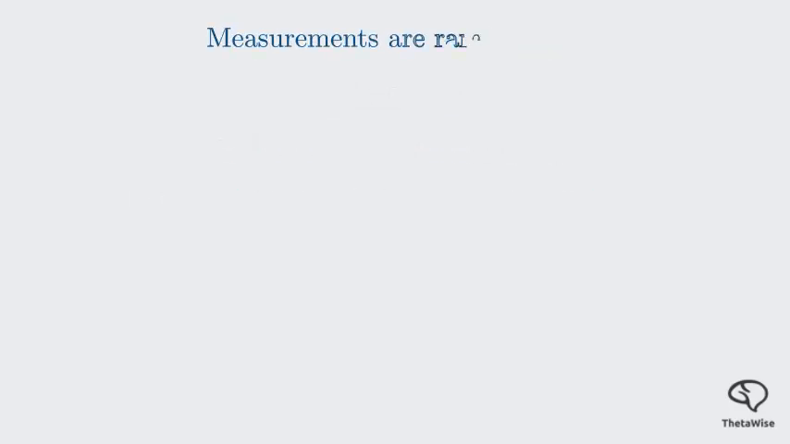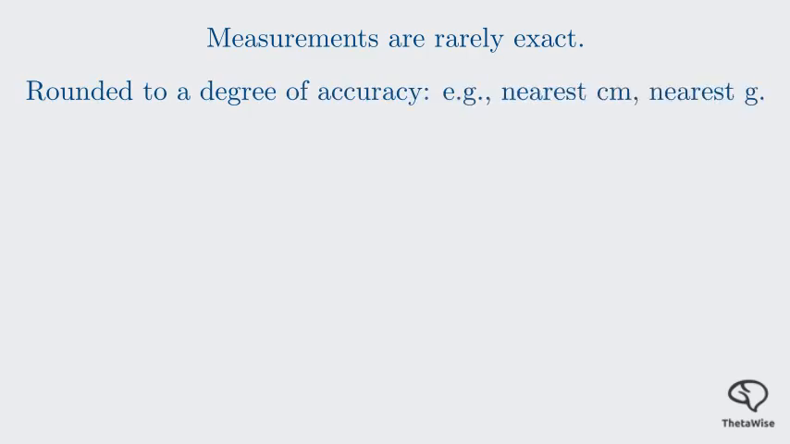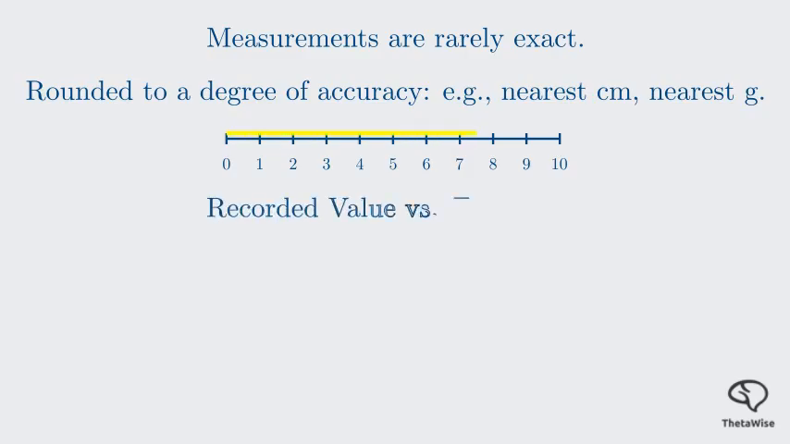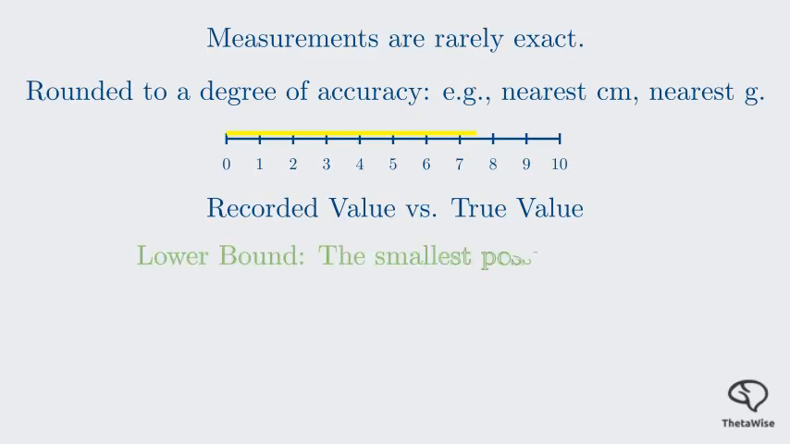When we measure something, like the length of a desk or the weight of an apple, our measurement is rarely exact. It is usually rounded to a certain degree of accuracy, like the nearest centimeter or the nearest gram. Consider a ruler measuring a line. Often, the end of the line falls between two marks, like 7 and 8 centimeters. Because of this rounding, the true value could actually be slightly smaller or slightly larger than the recorded value. We call these the lower bound and the upper bound.